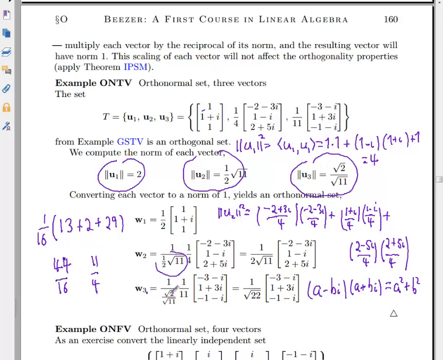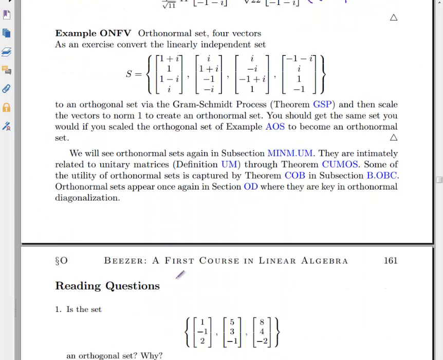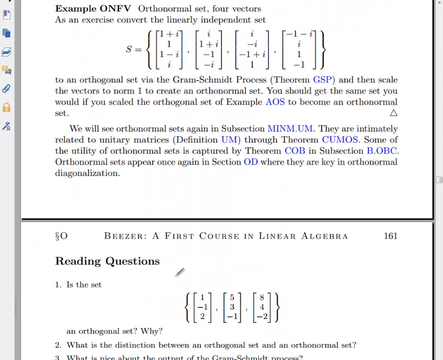Okay. Let's look at another example. All right, so this is just an exercise, but you can see the procedure, and that's how it works.